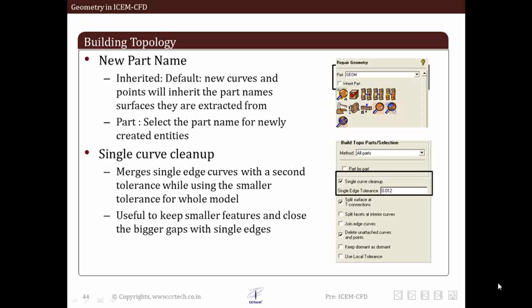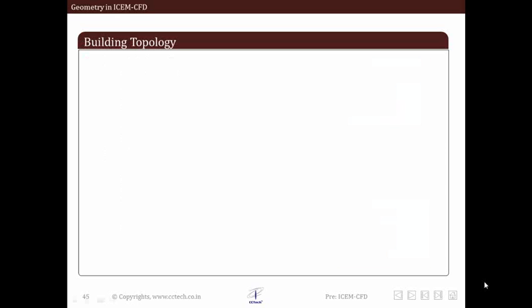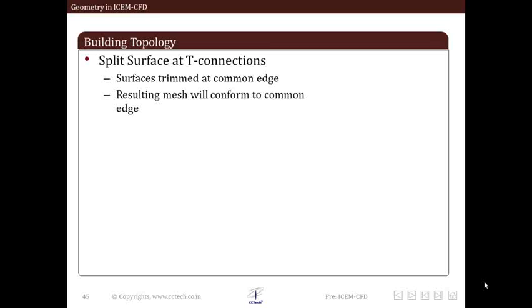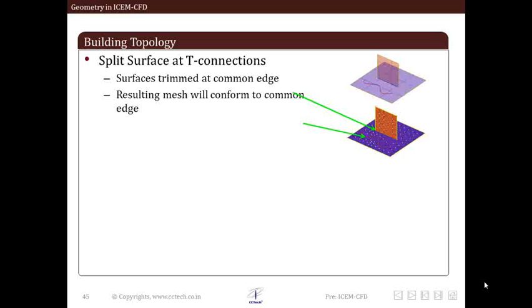We can select part name for newly created entities. If inherited is enabled, it will keep the newly created points and curves in the same part from where they were extracted. The single curve cleanup option, if enabled, merges single edge curves only those which are within the specified single edge tolerance. The surfaces at T-junction will be split and trimmed at the common edge by using the split surface at T-connection option. The join edge curve option combines edges with defined angle to concatenate smaller curves into a single curve.